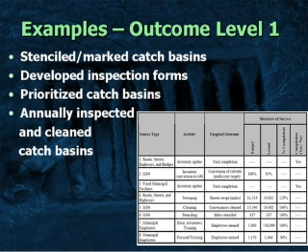So for example, for municipal operations, some of the ways that you can look at outcome level 1, or report out on it, include numbers of stenciled or marked catch basins, whether or not you developed inspection forms and guidance materials, if you've had to prioritize your catch basins, which some people do, identifying that you've already done that, and if there are changes year to year, and numbers of basins that you've inspected and or cleaned. And again, these are pretty easy things to report out.